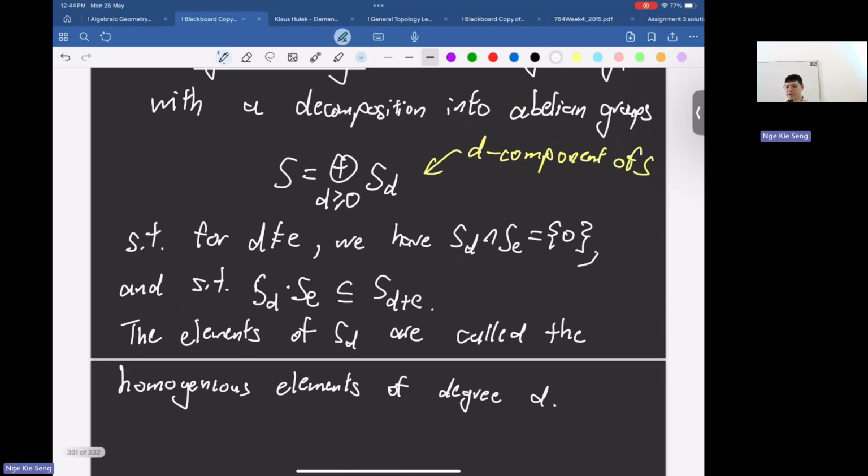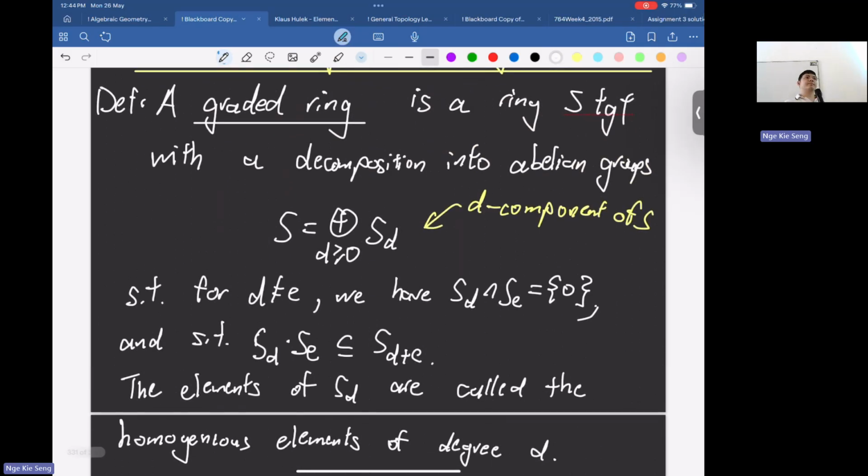Up to here, any questions on this definition? Hang Wei, what do you think about this definition? Is any part confusing? So what does the dot mean here? If I take something x from S_d, and something y from S_e, because they are elements in the ring, we are supposed to be able to multiply them together. So x dot y will live inside S_(d+e). So you go to a higher level.